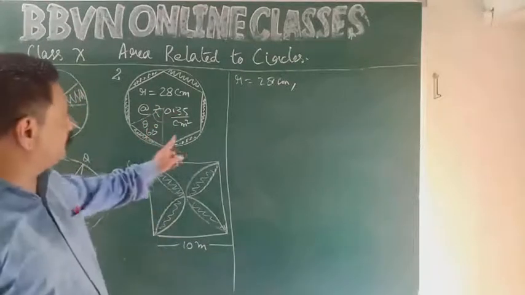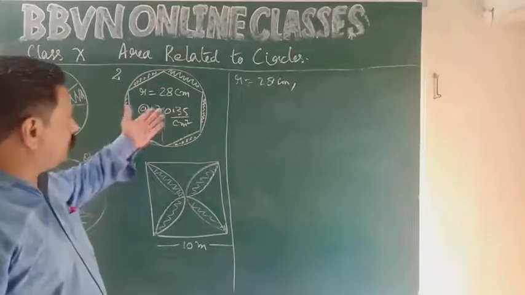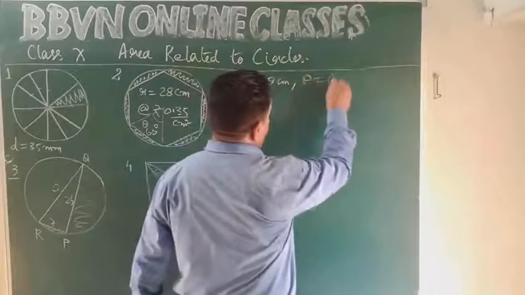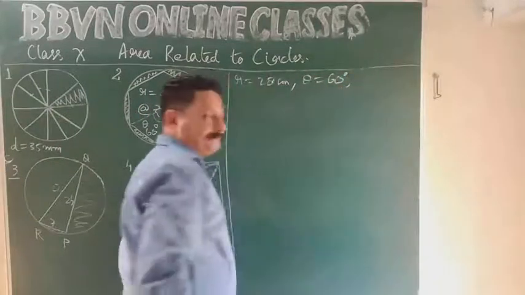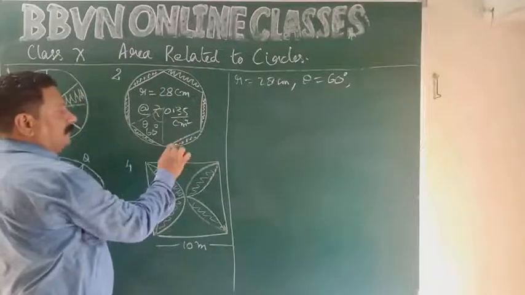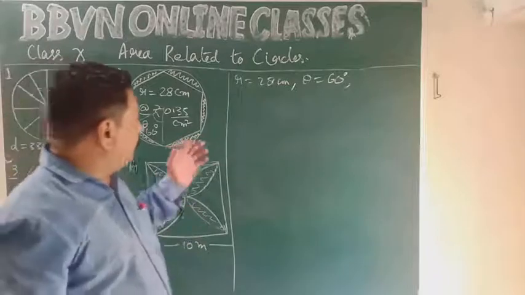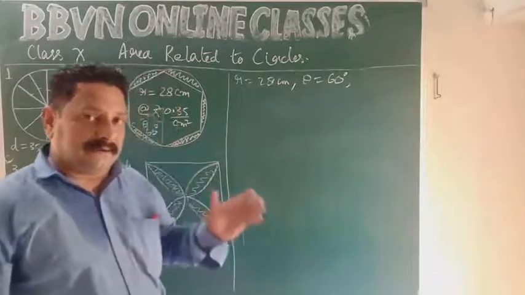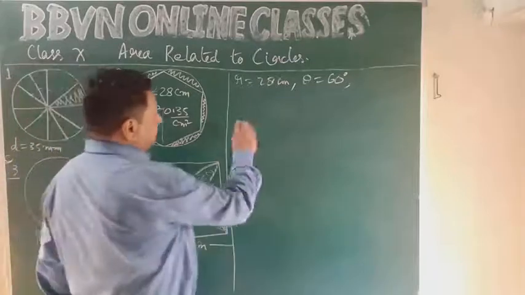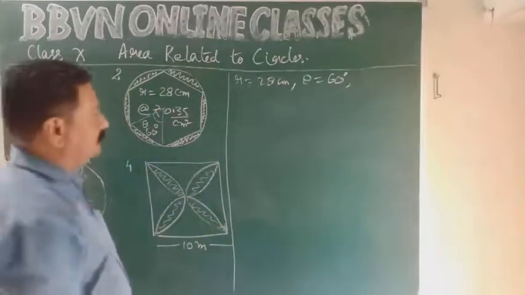Obviously, you have 6 chords, 6 equal chords. So each chord will subtend an angle of 60 degrees. So we have theta equal to 60 degrees. And this design is made in the segment. Segment area is area of sector minus area of triangle. So first we have to find the area in which the design has been made.